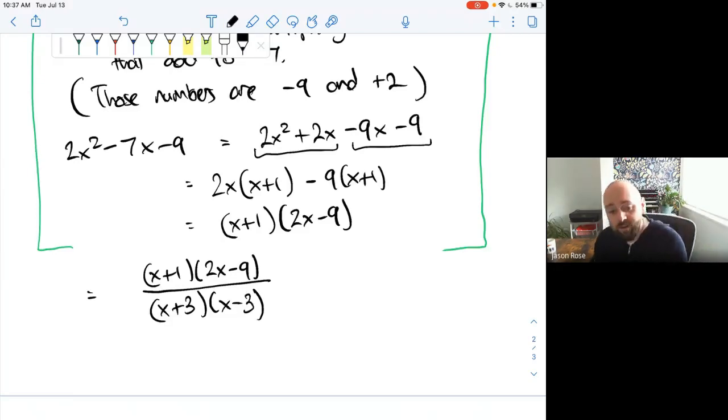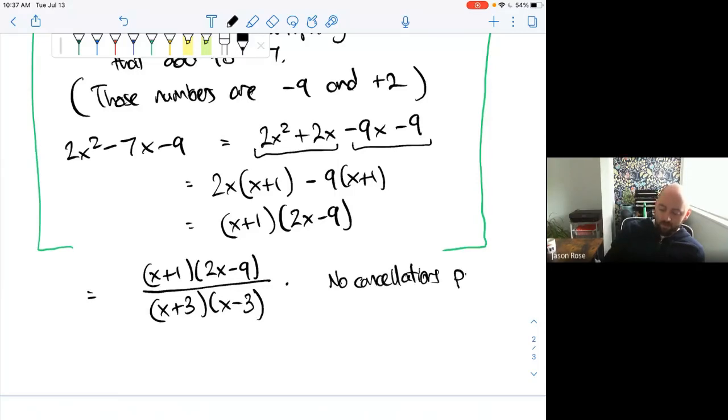So we did all that factoring to try to find out if there was any more simplification that needed to be done. There was no more to do because it didn't work. We couldn't factor any further. No cancellations possible. So we're finished.